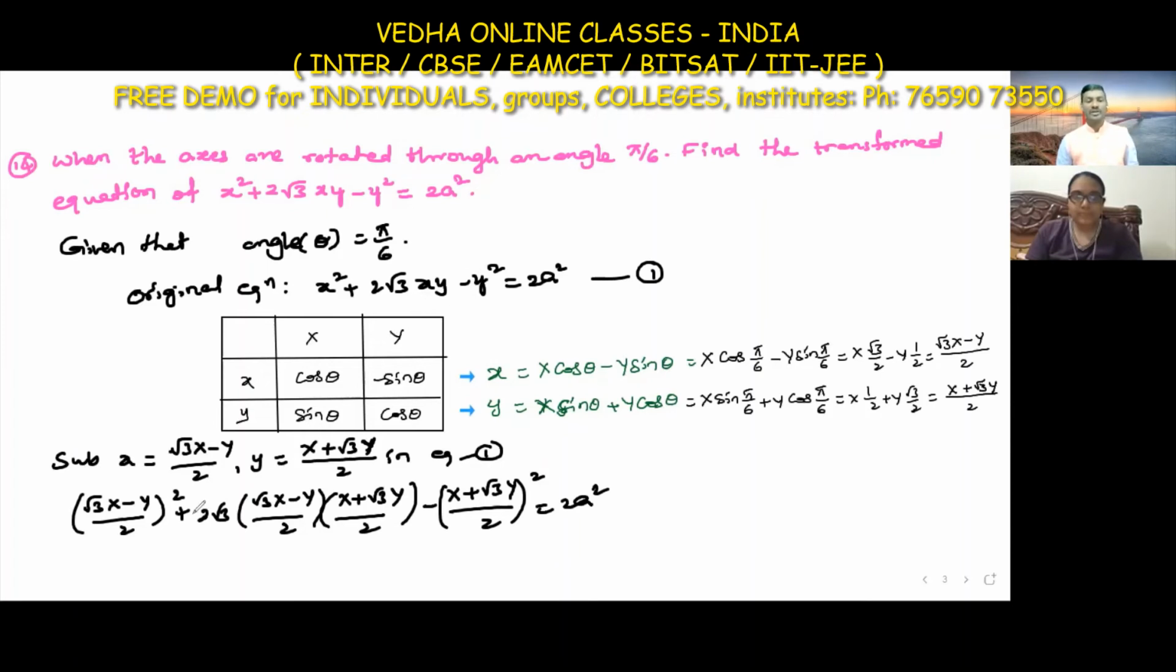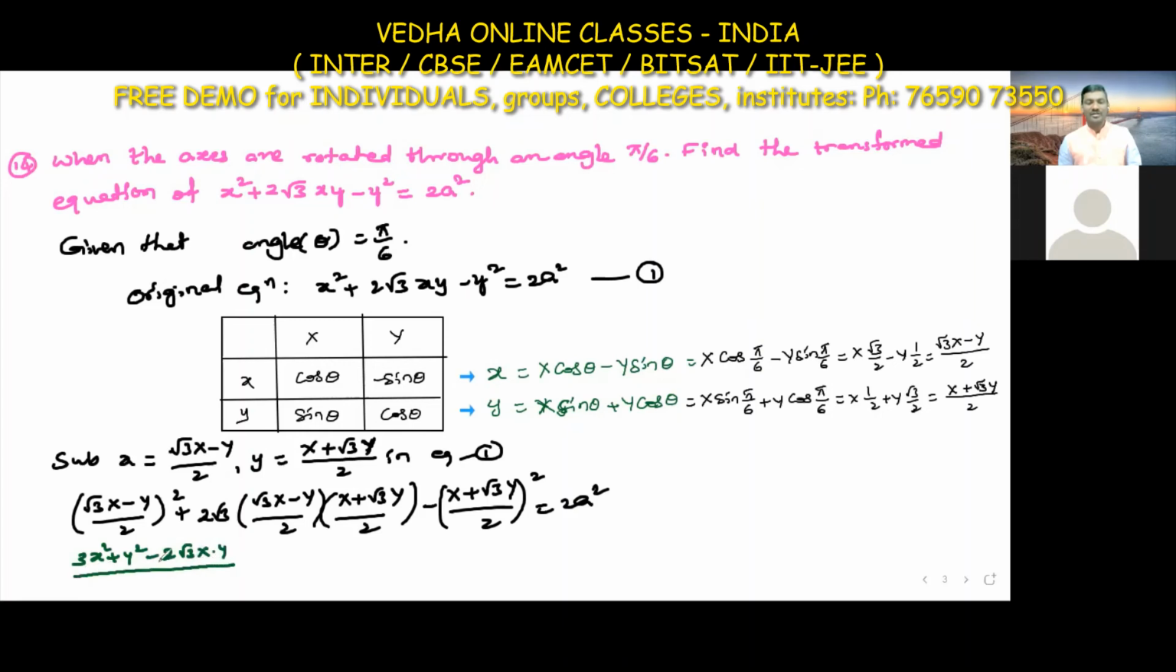Now, this square is applicable in the numerator and denominator. So now it is root 3 square, that is 3, X square plus b square means Y square minus 2ab, minus 2 into root 3 X into Y. Whole divided by, square is applicable for the denominator, that is 2 square is 4. The 2 root 3 I am writing outside.